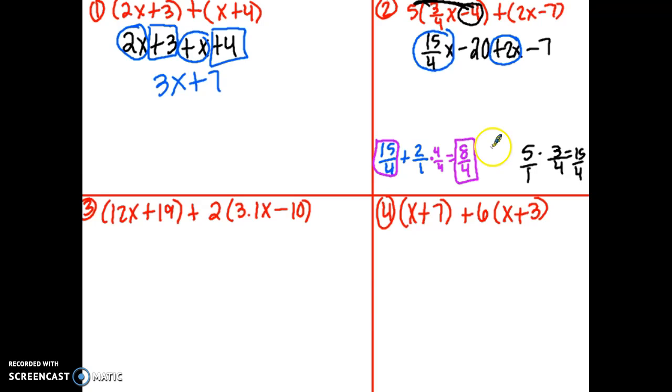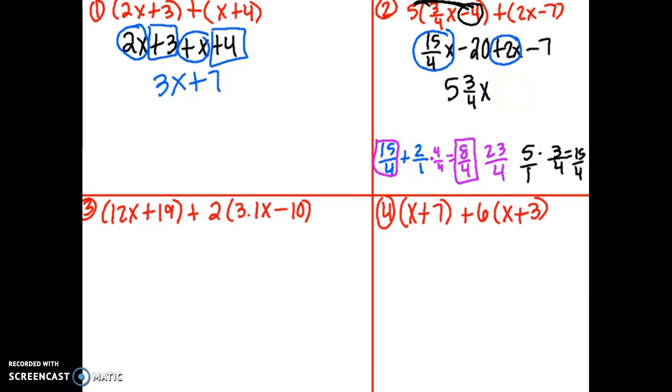15 plus 8 is 23. Keep your denominator. To turn that into a mixed number, I see how many times 4 will go into 23. 4 will go into 23 5 times with 3 left over. So that's 5 3/4 x.